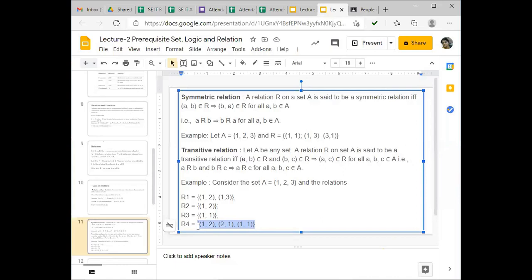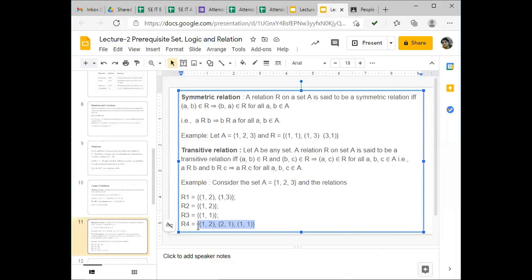Parvati says it is transitive. Janvi says it is transitive. Everyone says it is transitive. I say it is not transitive. Now tell me why it is not transitive. Now prove me wrong then. If you say that it is transitive, then prove me wrong, or tell me why it is.